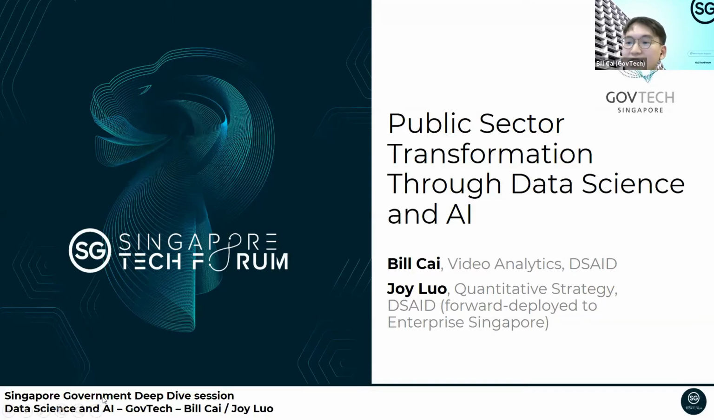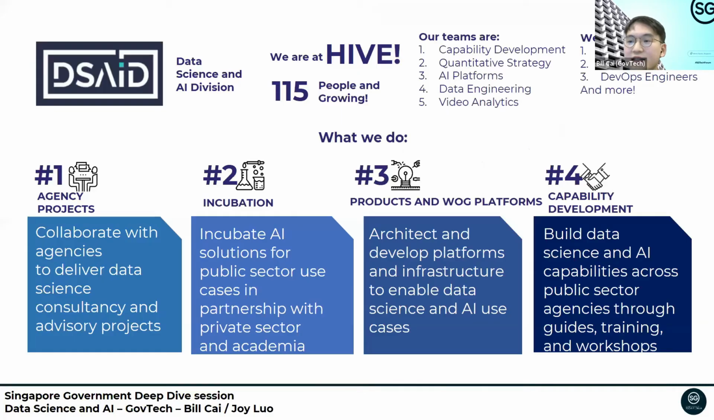At the Data Science and AI Division, we are a relatively young and growing team. The list of teams that we have at DSAID is listed in the top right-hand corner, and definitely feel free to contact us about any roles related to data science or AI that you have an interest in. What DSAID does broadly is to promote and enable the use of AI and data science across the public sector to achieve better outcomes for citizens and government. To do that, we work on agency projects to advise and provide consultancy for data science projects.